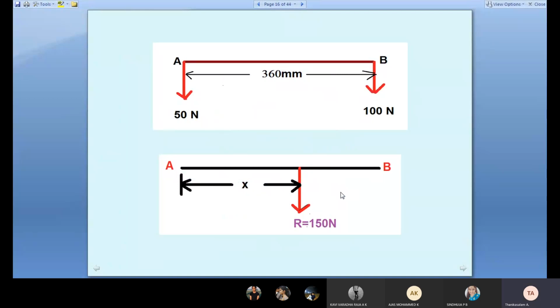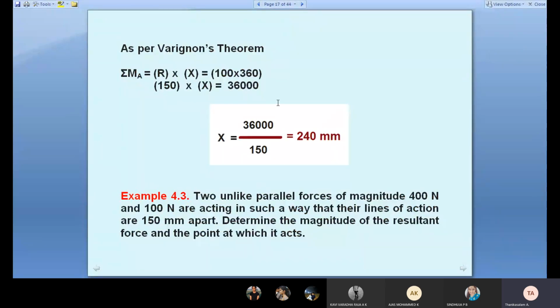What does Varignon's theorem state? Resultant force moment equals summation of individual force moments. Students, I told you, if you are taking moment, you always fix the reference point. Here, which one is the reference point? A is the starting point, so I am taking moment with respect to A. So the resultant moment is 150 into X. Understand, students?